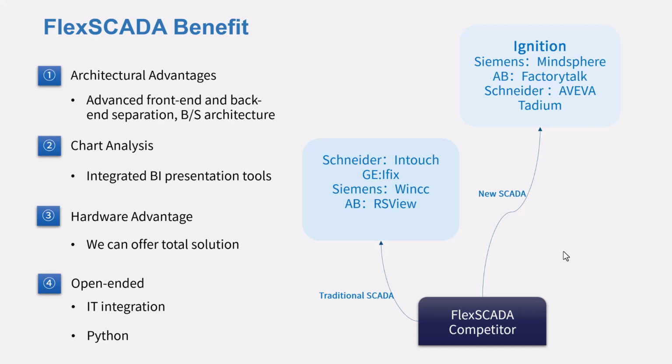The benefit of the FlexSCADA architecture advantage is that it is based on the BS architecture and chart analysis. Integrated BI presentation tools can show the data intuitively and clearly. Hardware advantage: we will support total solution and open-end IT integration, and we integrate a Python script.